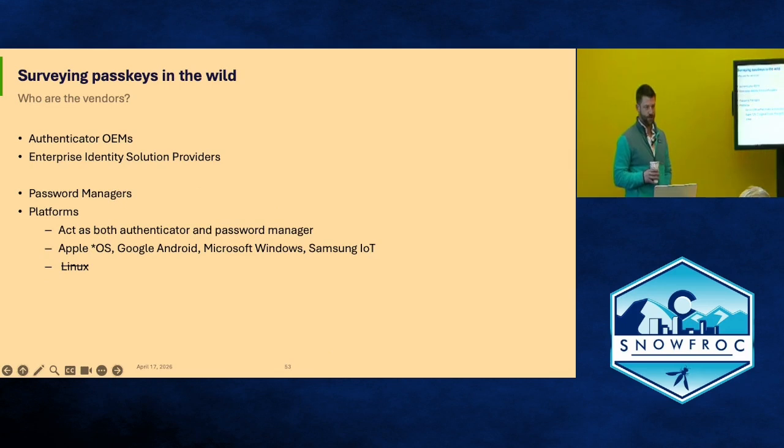Authenticator OEMs. I showed some of these things, but Yubico is an example of this. A lot of the players in this space, there's actually a lot of startups, are doing enterprise identity solutions. Whereas before, RSA was going to sell you that one-time password generator, hard token, and you use that to log in.